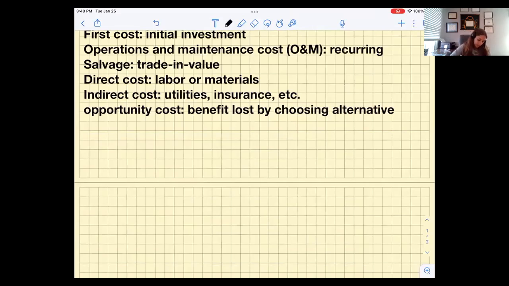All right, let's talk about simple versus compounding interest.